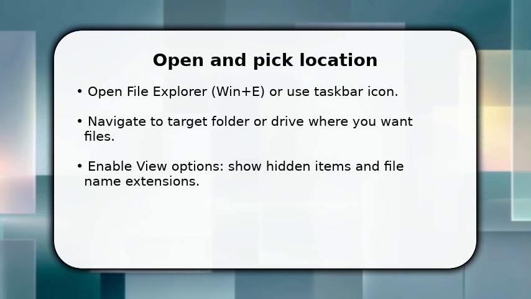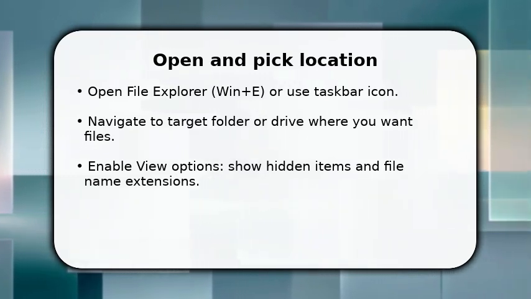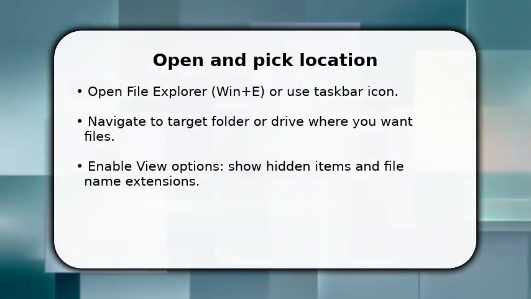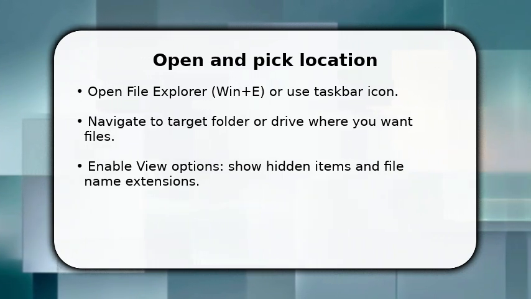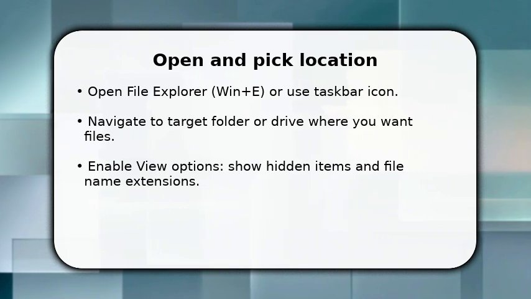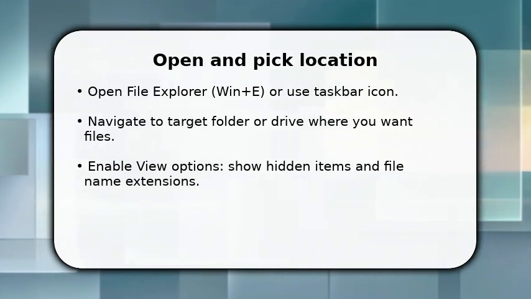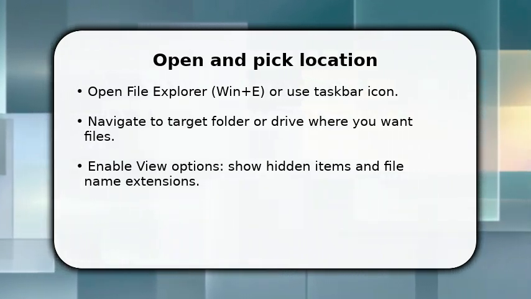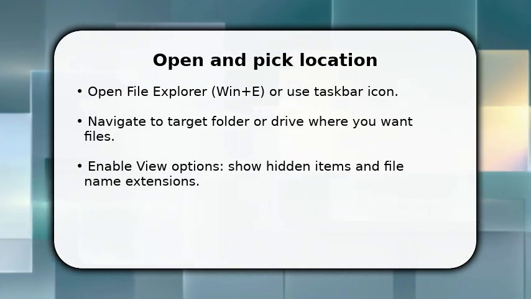Enjoy the video. You start by opening File Explorer and choosing the exact folder where the file will live. This matters because permissions and path affect future access. Once done, set view options so you can see extensions and hidden items. This prevents accidental TXT versus doc confusion.